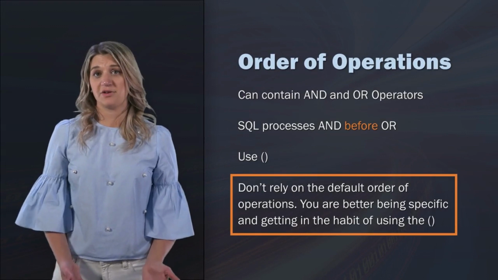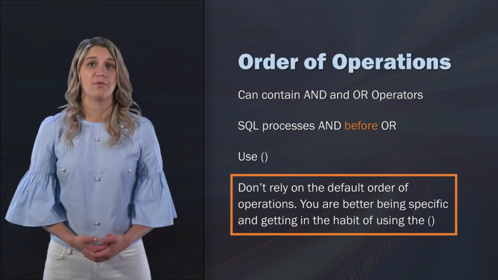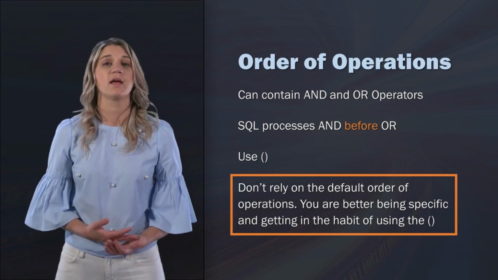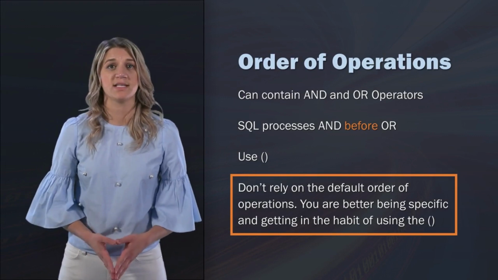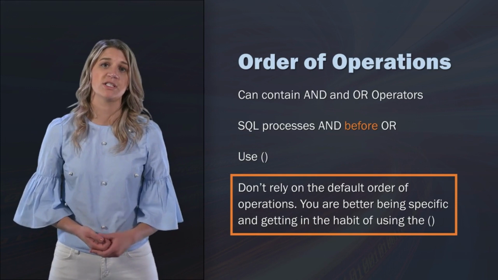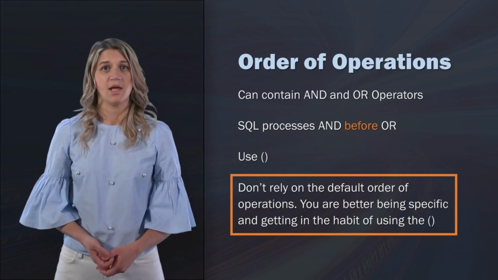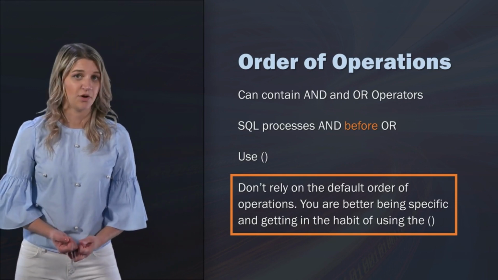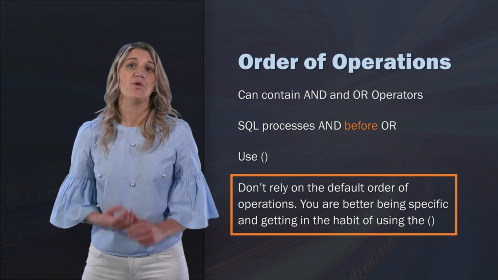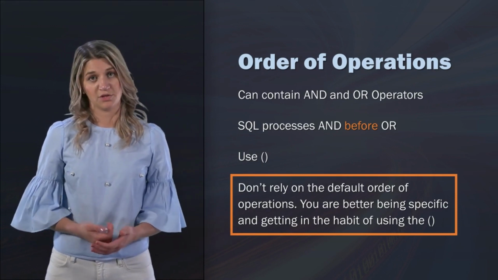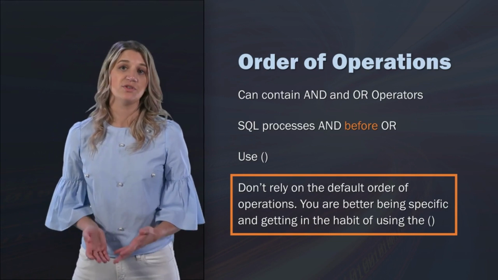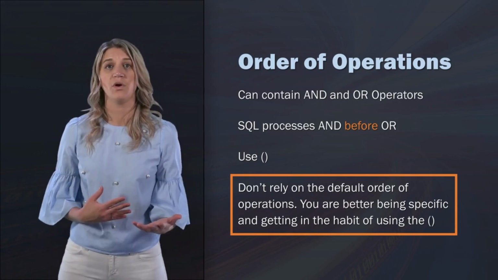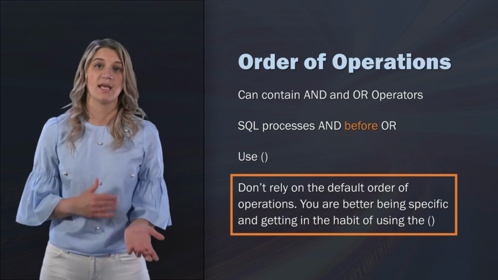An important thing to understand here is just the order of operations when using the and and or operators. You don't have to use the parentheses, but it's always really good just to get in the habit of doing it. This way you're not relying on the default order of operations, but you really can never be too sure. So I would recommend to just get in the habit of using the parentheses when using or and and together.